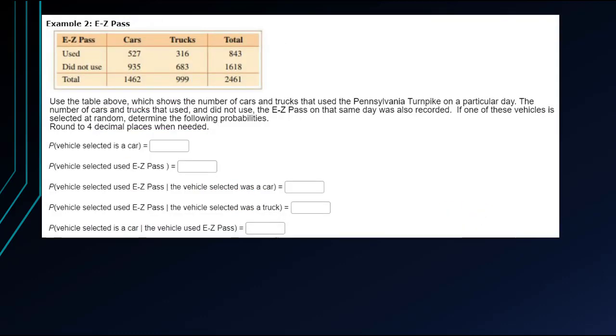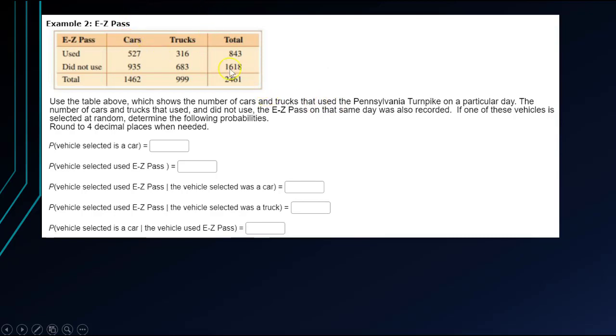So example 2 for E-ZPass here. You have this table here. People who use E-ZPass, cars and trucks, and those who do not use, and totals and whatnot. If one of these vehicles is chosen at random, determine the following probabilities and round to 4 decimal places if needed.